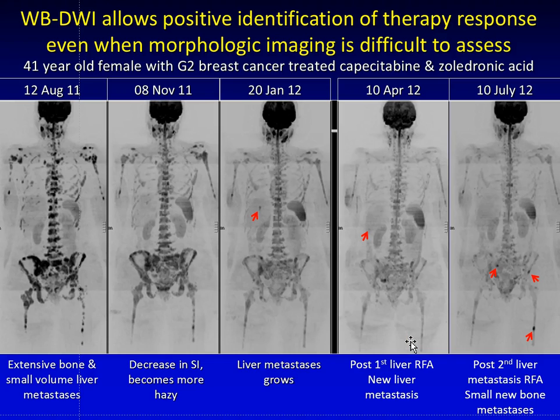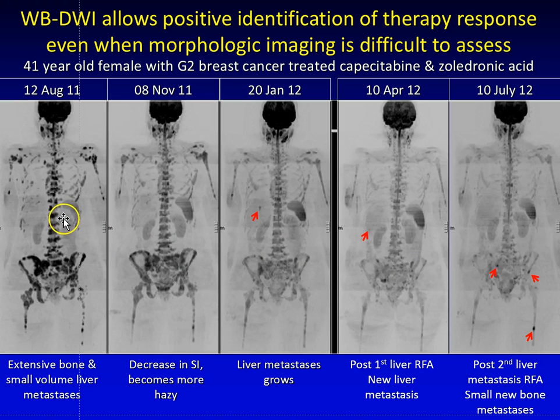Now, if you follow this patient over time, you'll see that there is a new liver metastasis that appears, which we ablated, and then there was another lesion that appeared a few months later, and that was ablated. And then in July, almost a year later, she now seems to be progressing within the bones, so she's got reactivation of bone disease.